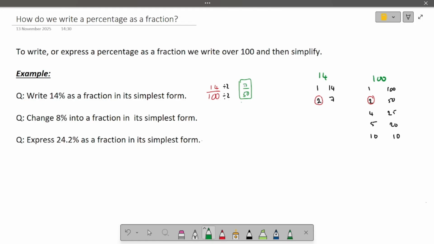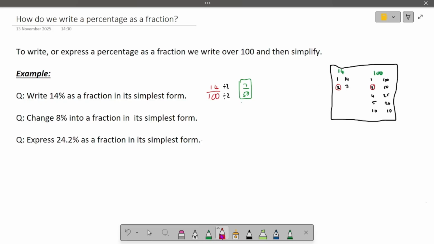That's our final answer. Let's take a look at the second example question. Change 8% into a fraction in its simplest form. We take the 8, we write it over 100, and then we can simplify from there. Now, the highest common factor between 8 and 100 is 4. But if you can't identify it as 4, please don't worry. Remember, you can do this in small stages.